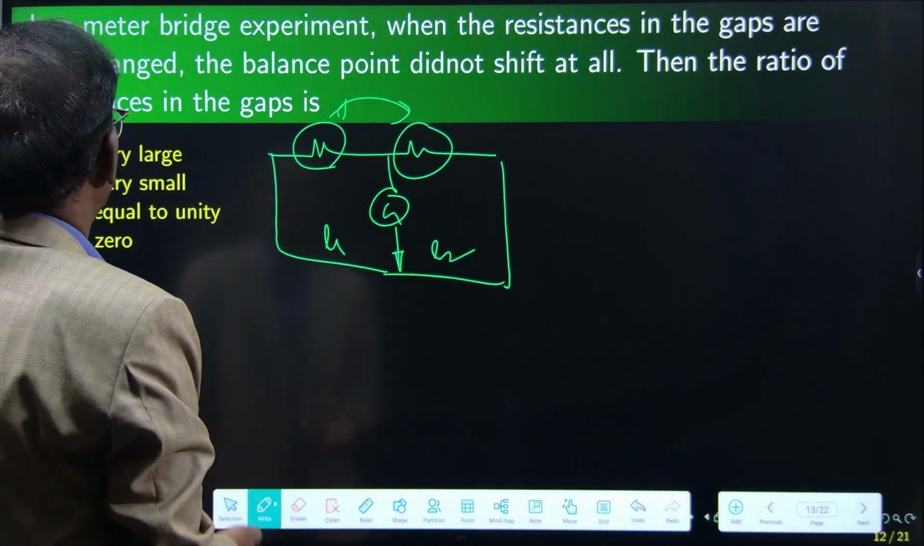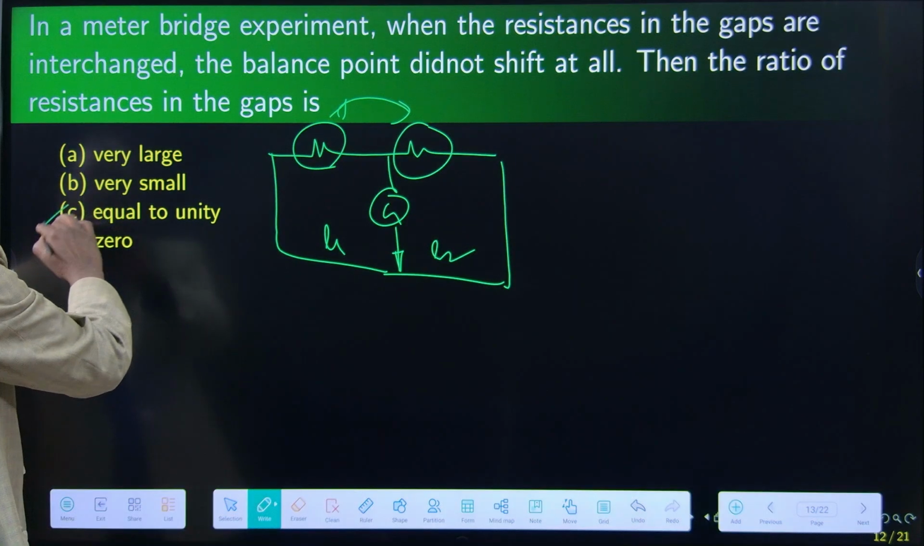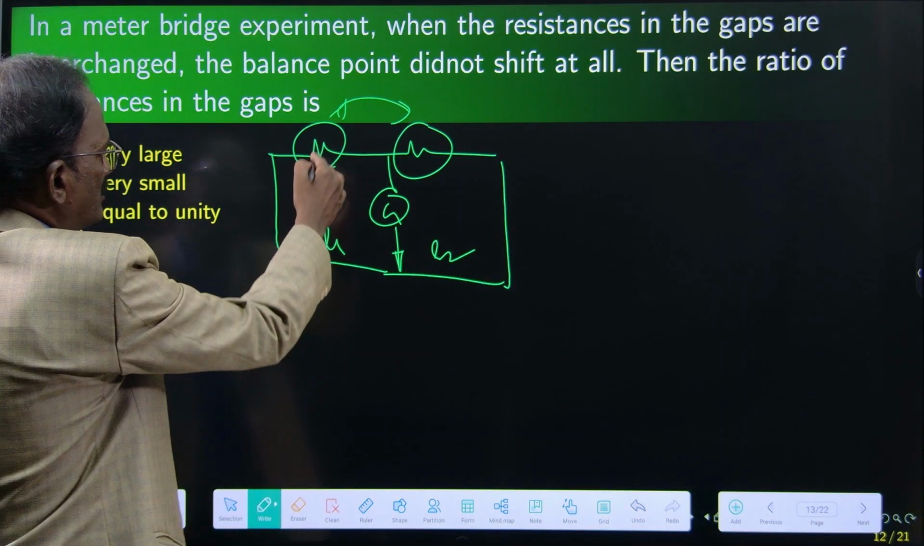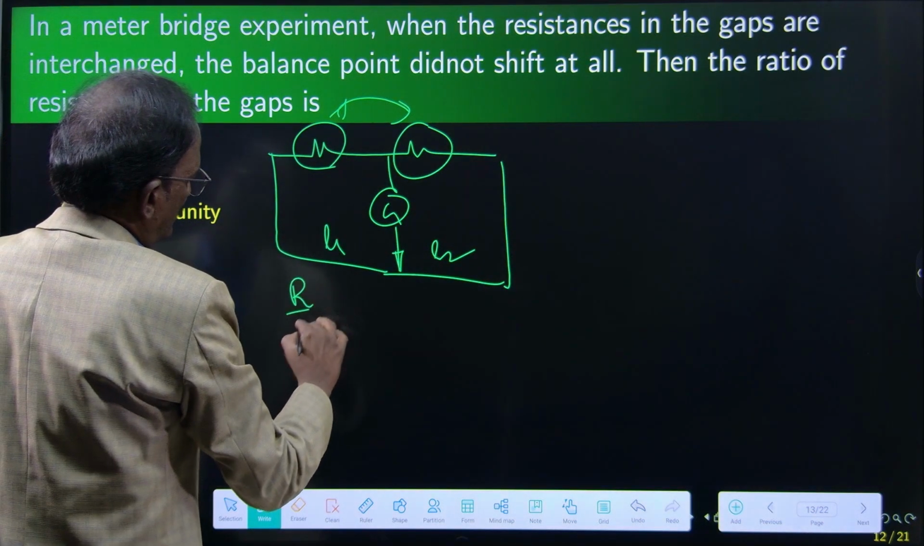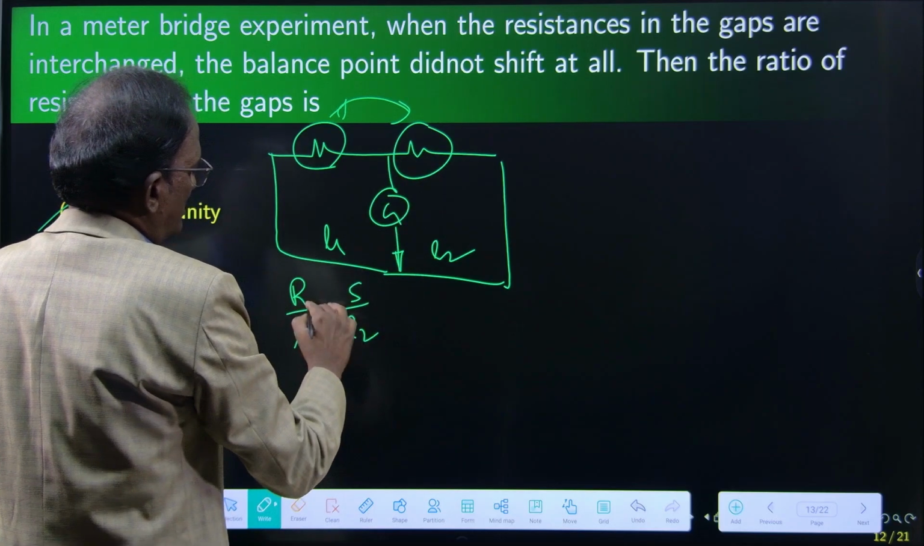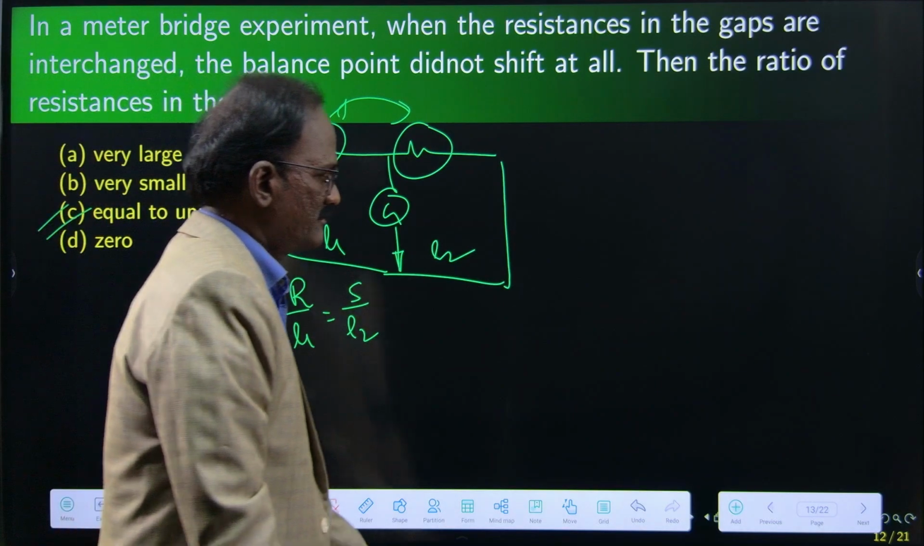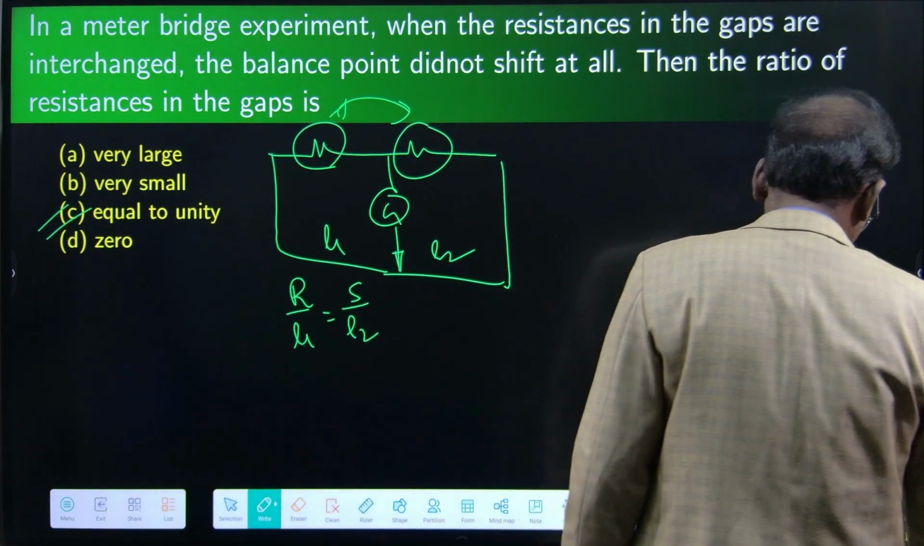Then the ratio of resistances in the gap is equal to unity. So R divided by L1 is equal to S divided by L2. Since R is equal to S, L1 by L2 is equal to unity. Same value. Easy problem.